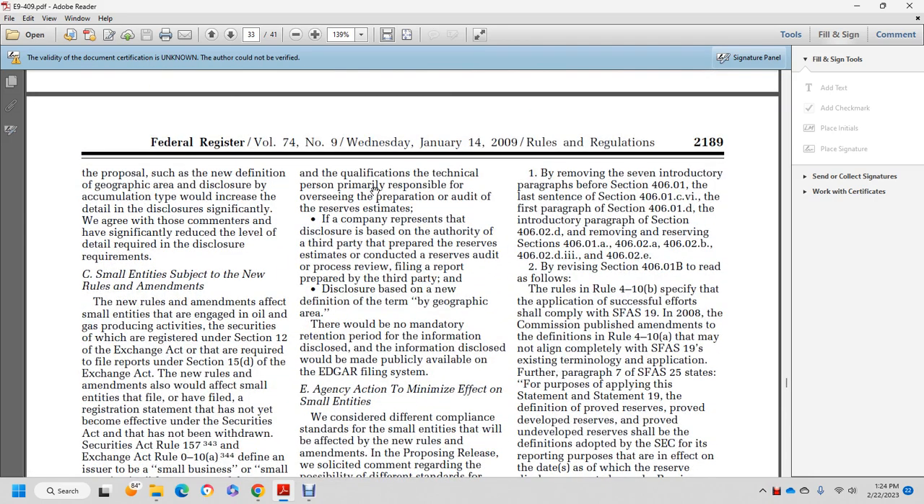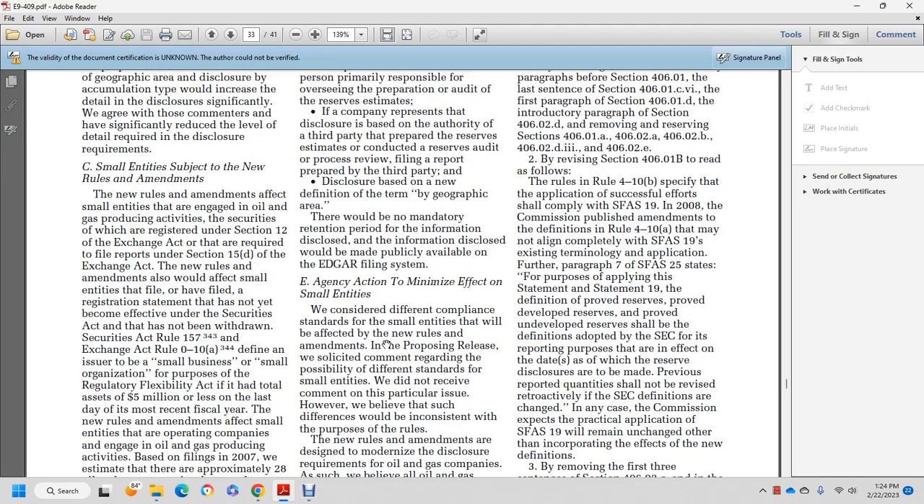Disclosure of the qualifications of the technical person primarily responsible for overseeing the preparation or audit of the reserve estimates. Where the company represents the disclosure of the authority of a third party that prepared reserve estimates, conducted a reserve audit, or performed a process review, the company must file a report of the third party. Disclosure based on the new definition of the term geographical area. There will be no mandatory retention period for the information disclosed. The information disclosed will be publicly available on the EDGAR filing system.